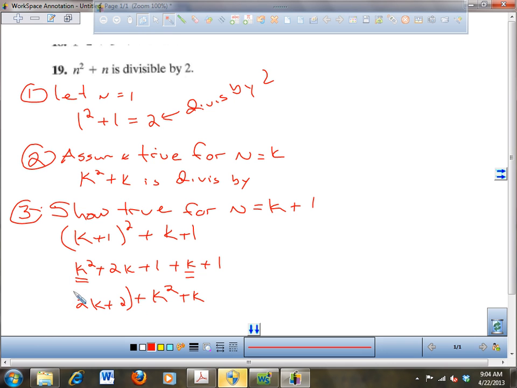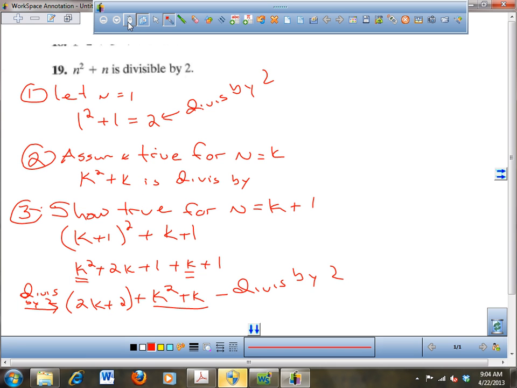So what can you tell me about this part of it? It's divisible by 2, because I could factor out a 2. And I assumed that k squared plus k is also divisible by 2 up here. So this is divisible by 2, and this is also divisible by 2. That must mean the whole thing is divisible by 2, because I could factor a 2 out of the entire expression. You understand that? That's kind of the way that one works. That's not that bad.